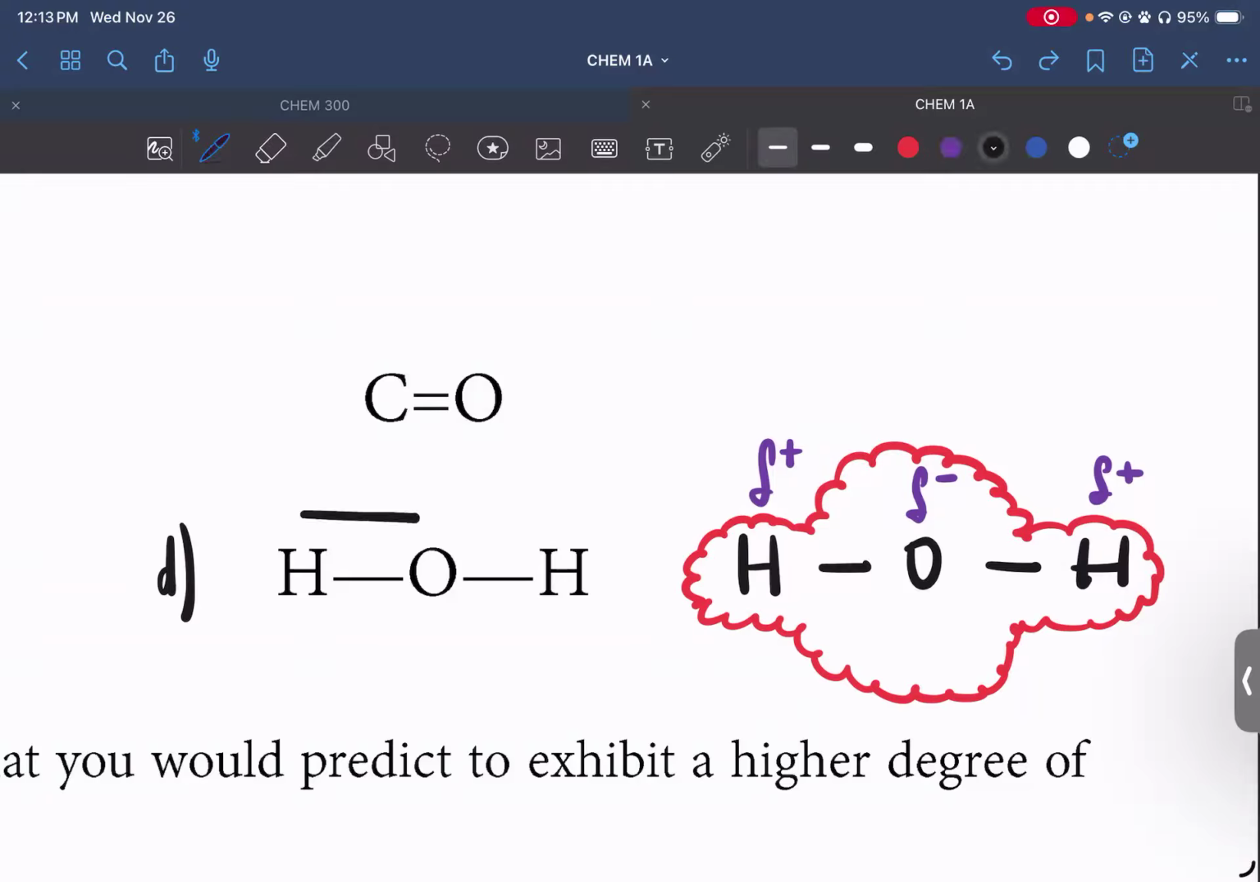This is what tells us we're going to actually have 2 polarity arrows, both pointing towards the oxygen, such that the oxygen is mostly negative.